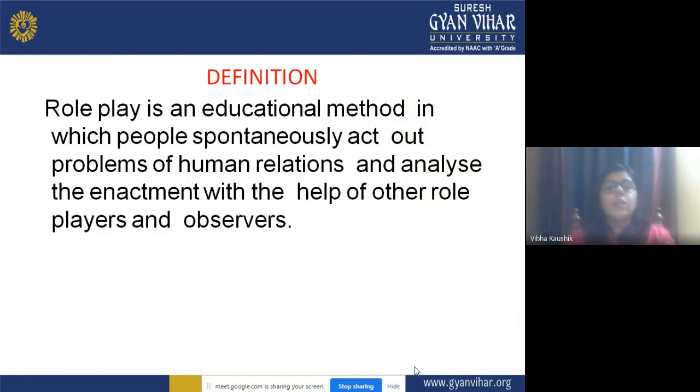Now, definition. Role play is an educational method, a method of education in which people spontaneously act out problems of human relations. They act out spontaneously the problems of human relations and analyze the enactment with the help of other role players and observers.